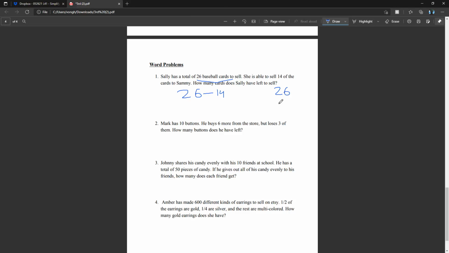And here you write it like columns, just like in addition. But instead you just subtract. So we have 6 and 4. 6 minus 4, that equals 2. And 2 minus 1, that equals 1. So the answer is 12 cards.